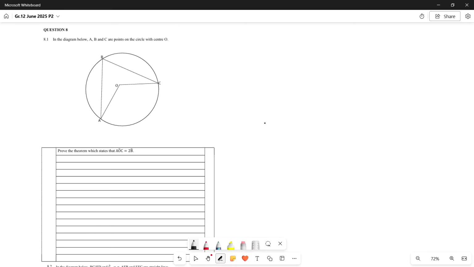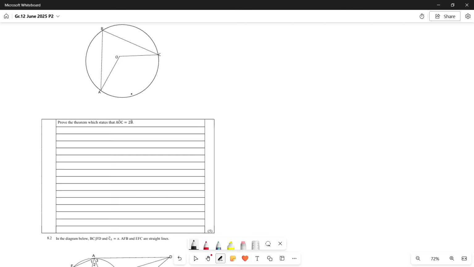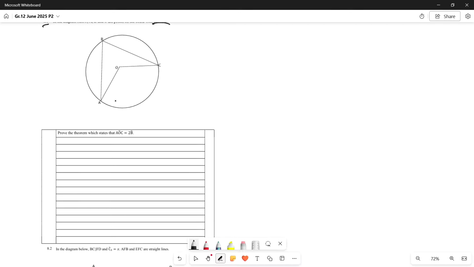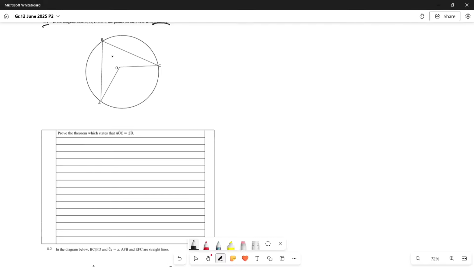Cool, guys. So question 8, we have 8.1 here. In the diagram below, A, B, and C are points on the circle with center O. Prove the theorem which states that AOC equals 2 times angle B. So this is a 5-mark question and we have to prove this theorem. This is quite a common one. They do enjoy asking it, and it is a grade 11 one, so it's very likely that they will ask it in your June paper.